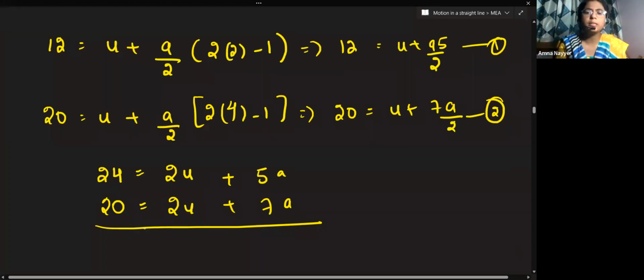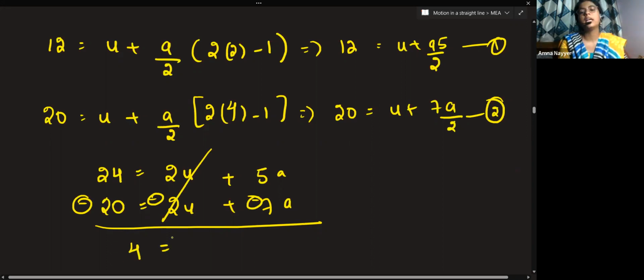So what can we do? We can subtract it. If you subtract it, the u term gets cancelled. Here 24 minus 20 is left 4. And here what do we have? Here we have 5a minus 7a, that is minus 2a.